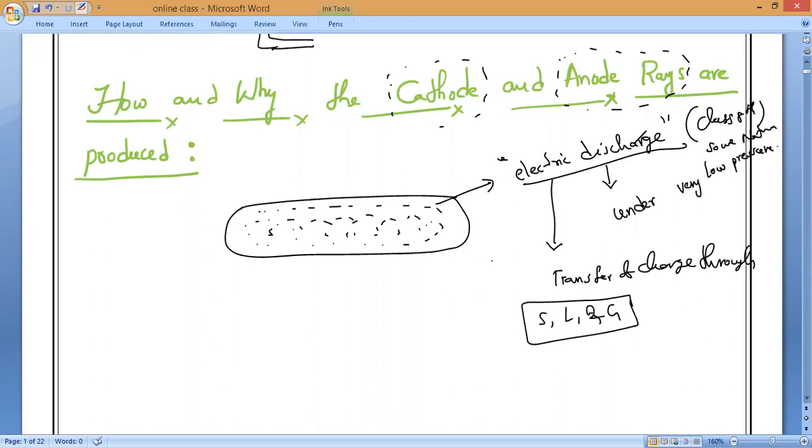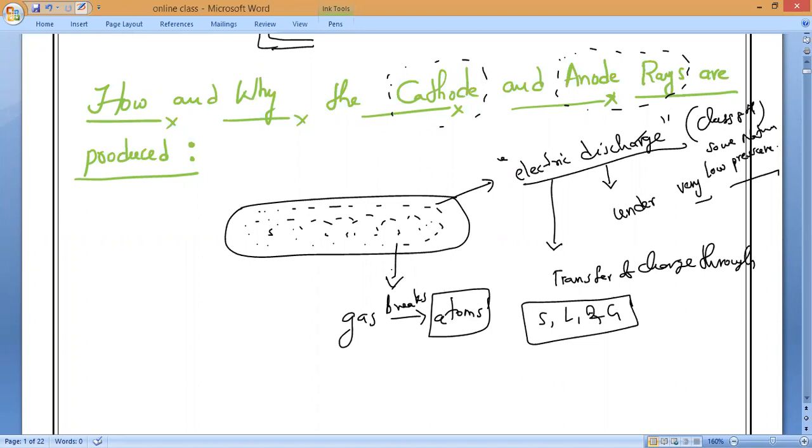So, as we are passing electric discharge under very, very low pressure, what will happen? First of all, this gas will break into atoms. Are you understanding? Clear? These are all the gas particles, and they will all break into atoms. Now, if further discharge is given, then the electrons are knocked out from the atoms to give cations.